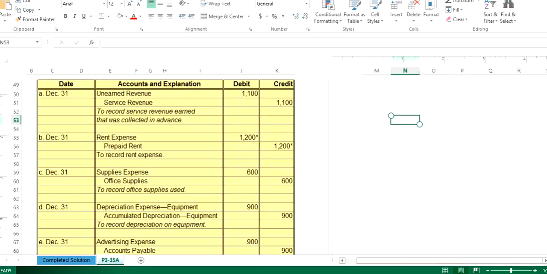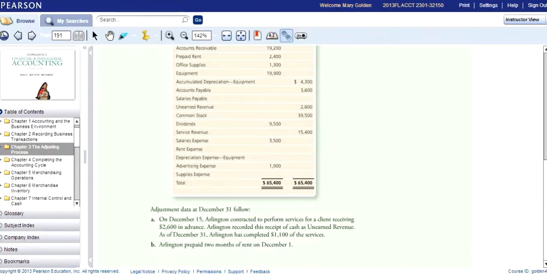for $1,100. You may recall that this unearned revenue account is a liability account because you would owe somebody services if you had unearned revenue. Okay, so we're reducing our unearned revenue account by $1,100, and we're increasing service revenue by $1,100. All right, let's move on to the next question.